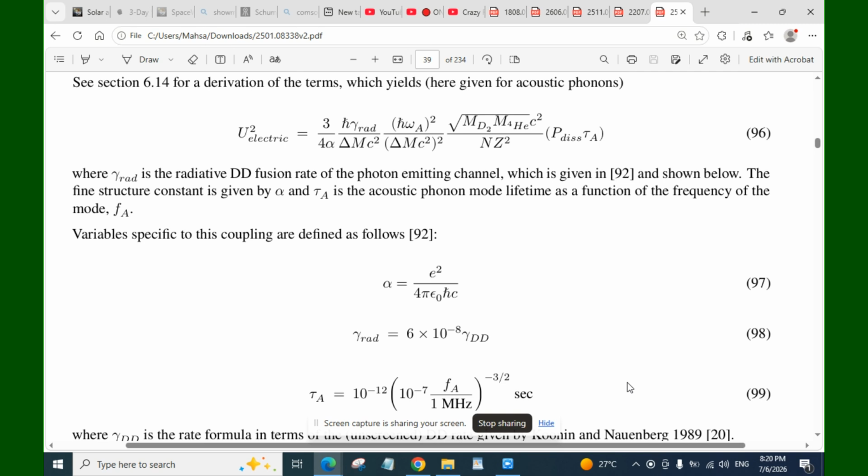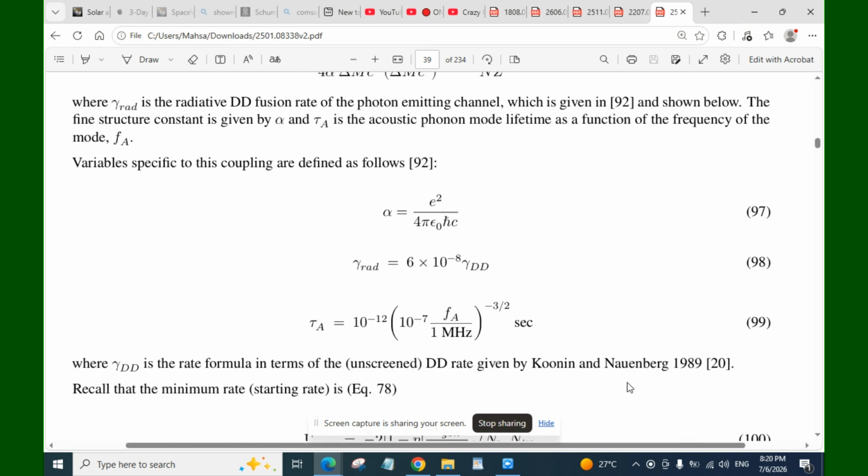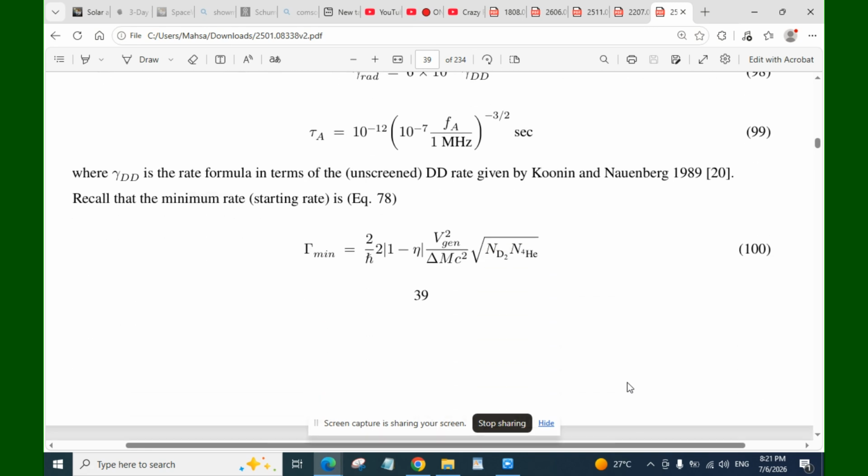The variables specific to this coupling are defined as follows: 92 alpha is equal to e to the power of 2 divided by 4 pi epsilon 0 hc. Gamma radiative is equal to 6 multiplied by 10 to the power of minus 8 gamma deuterium. Tau R is equal to 10 to the power of minus 12, then we multiply by 10 to the power of minus 7 FR divided by 1 megahertz to the power of minus 3 divided by 2 seconds, where gamma deuterium is the rate formula in terms of the on-screen deuterium rate given by Koonin and Nauenberg 1989 in reference 20.